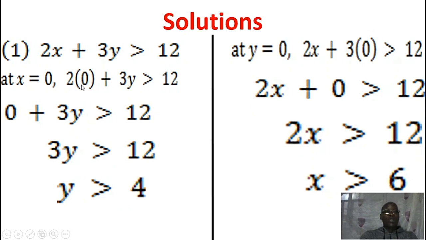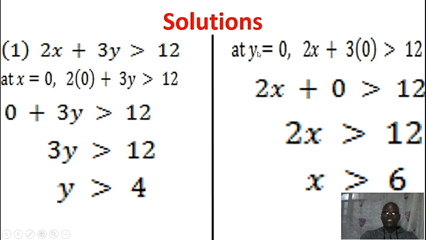But when 2 multiplies 0, we get 0 plus 3y is greater than 12, which ends up saying that 3y is greater than 12. What do we do? We divide both sides by 3 to get that y is greater than 4. So the meaning is that if you go to the y-axis, stand at the point y equal to 4. Put an arrow upwards to show that y is greater than 4.